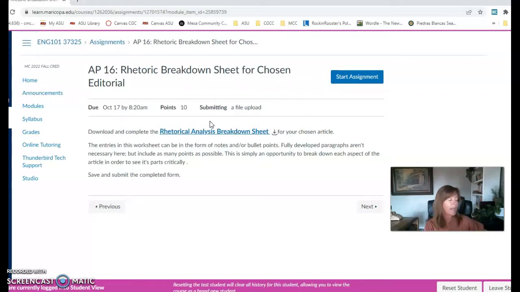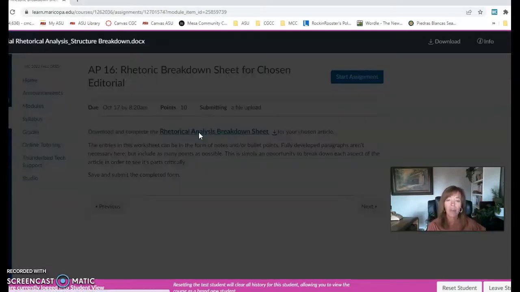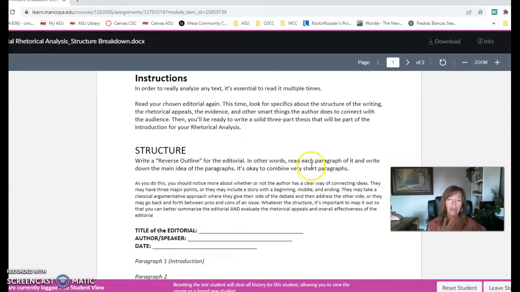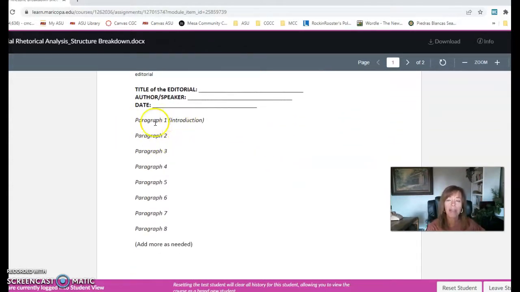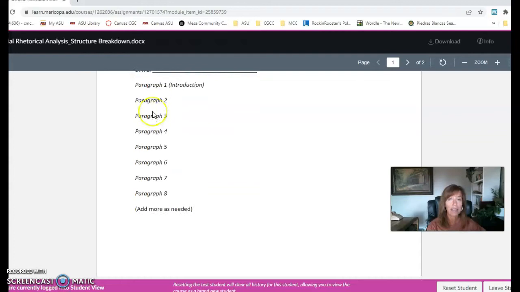So give this breakdown sheet some time, and you are going to simply fill this out according to your editorial. That was the word I was looking for. Okay, so first of all, we're going to break down, share what it is and break it down sentence by sentence, paragraph by paragraph. And if you remember our references or resources on summary, this is going to give you a good head start on your summary, okay? Because we have to summarize this editorial for our audience because they are not going to have read it, okay? So we have to tell them, before we can analyze something, we have to tell our audience what we are analyzing.